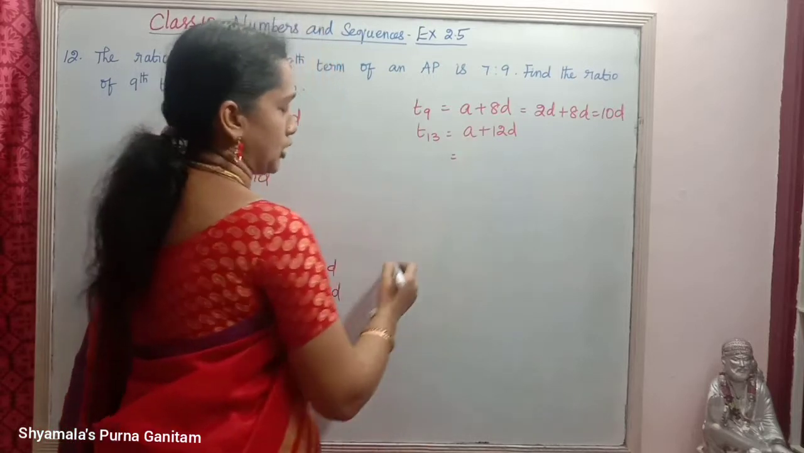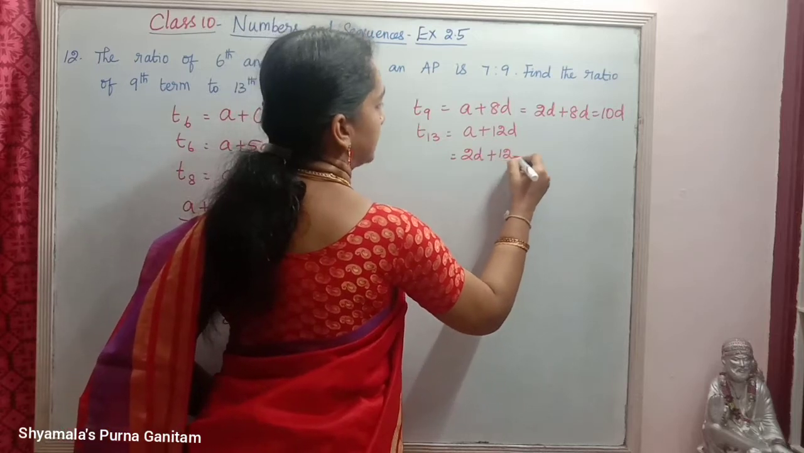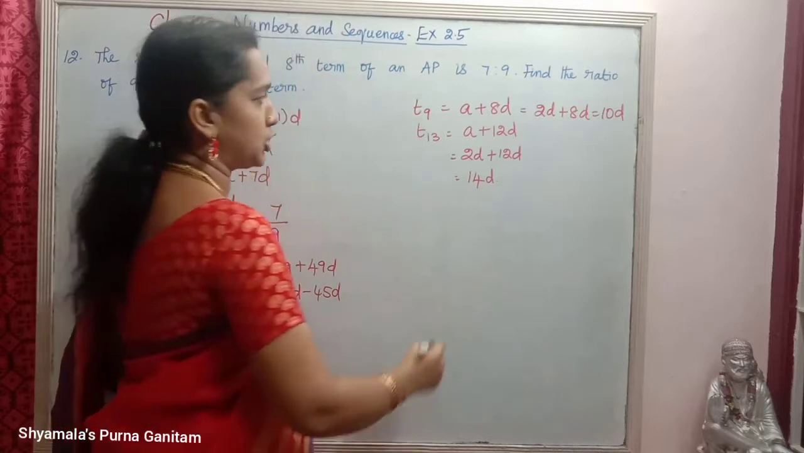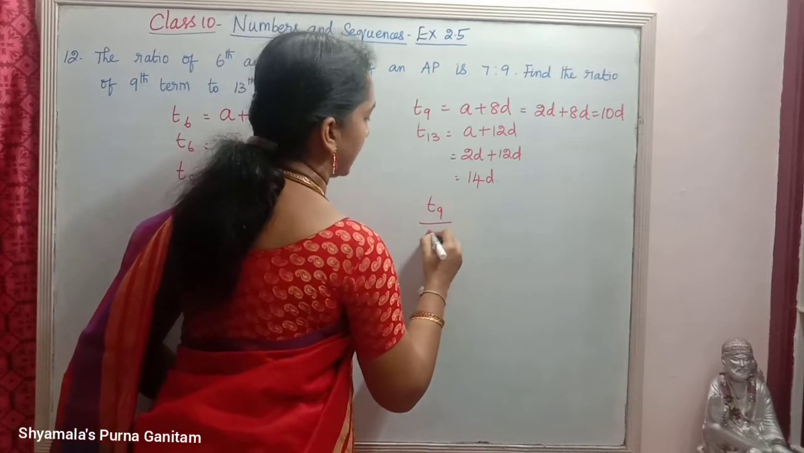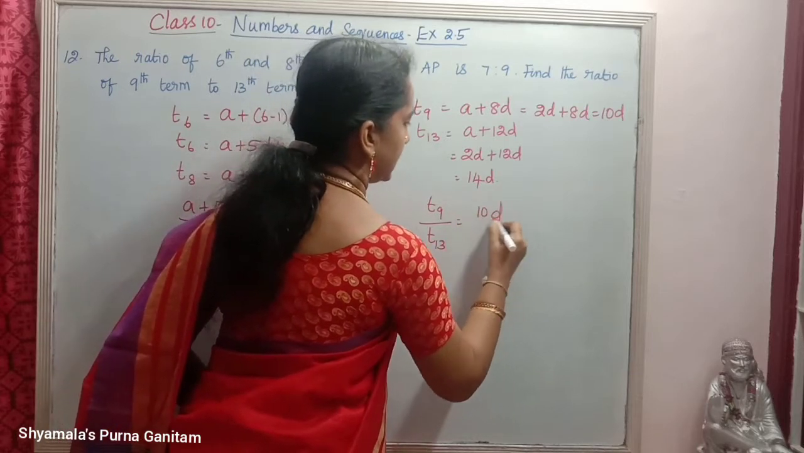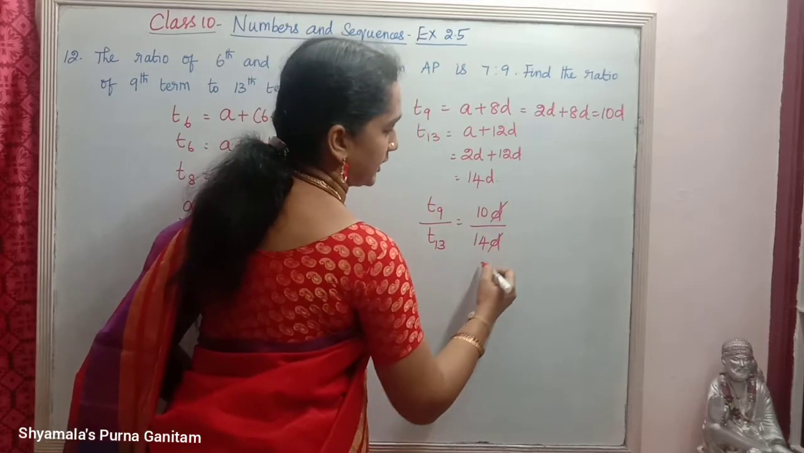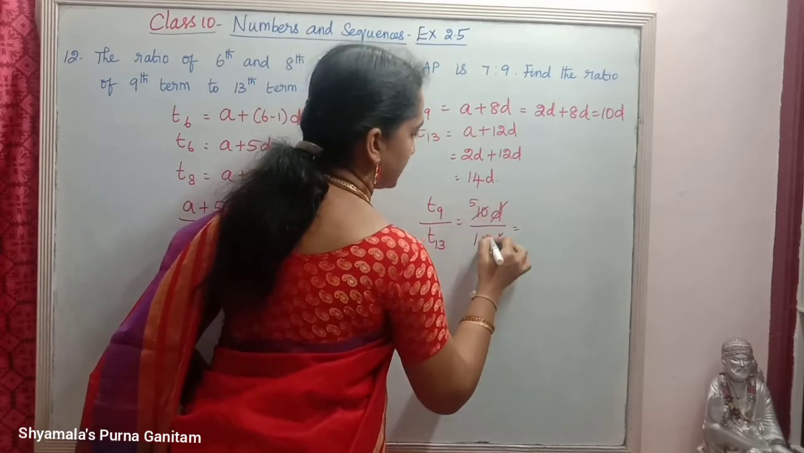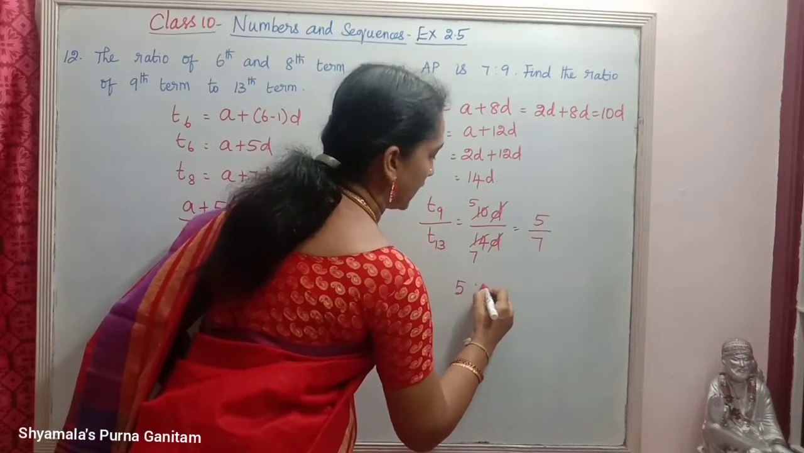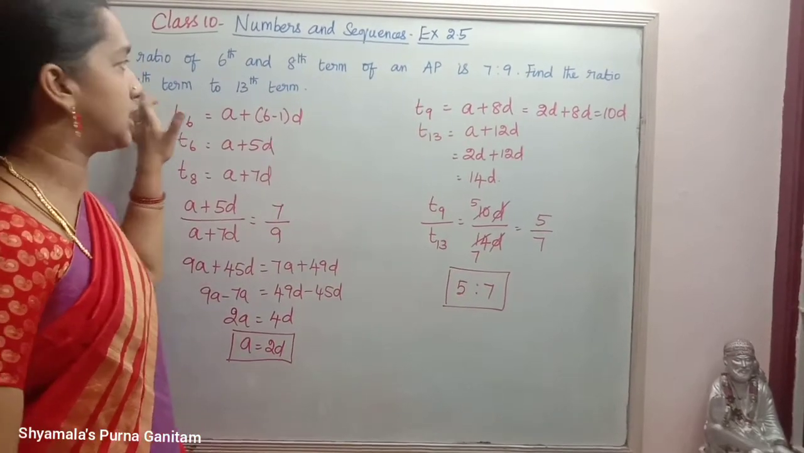In the same way, here also A is equal to 2D. So 2D plus 12D will be 14D. We are asked to find the ratio T9 by T13, that is 10D by 14D. If we simplify this, D and D get cancelled. 2 fives are 10, 2 sevens are 14. So we get the ratio as 5/7, that is 5:7 is the ratio of the 9th term to the 13th term.